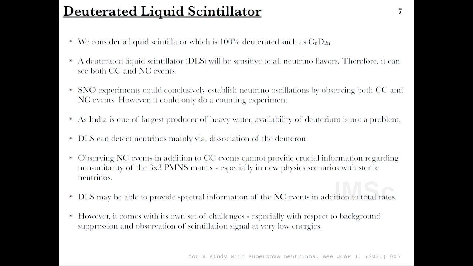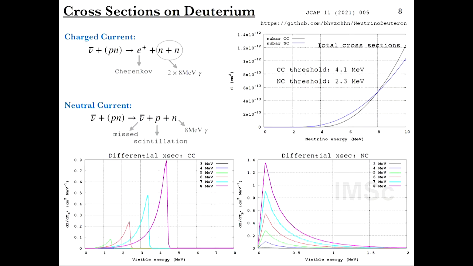But as we see, it comes with its own set of challenges, especially with respect to background events. And just to give you a perspective, it was because of observing the neutral current events that the SNO experiment could conclusively establish that the total number of neutrinos is conserved, and it's just that they are oscillating from one flavor to another, for which the Nobel Prize was awarded in 2015.